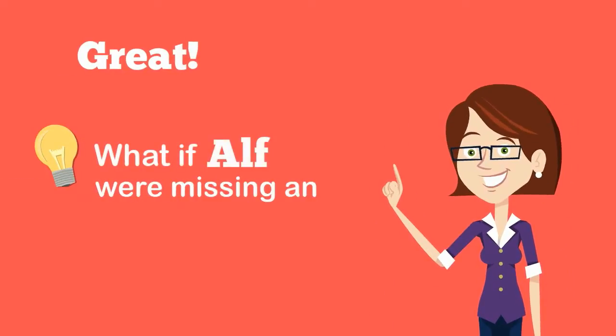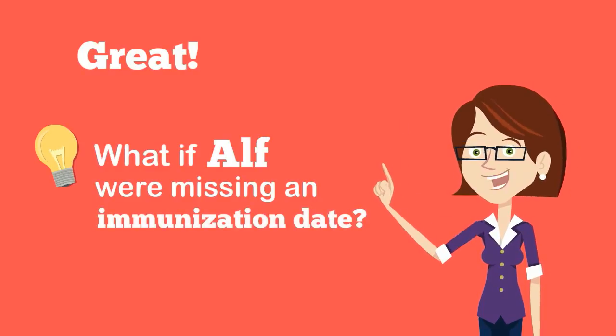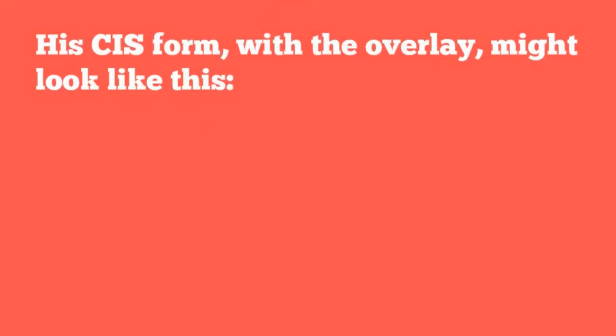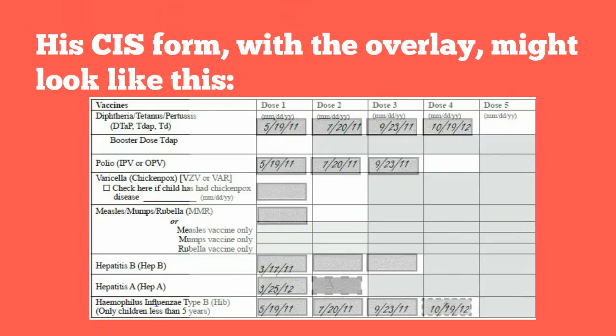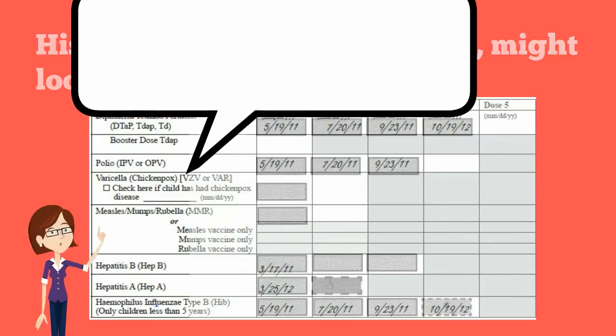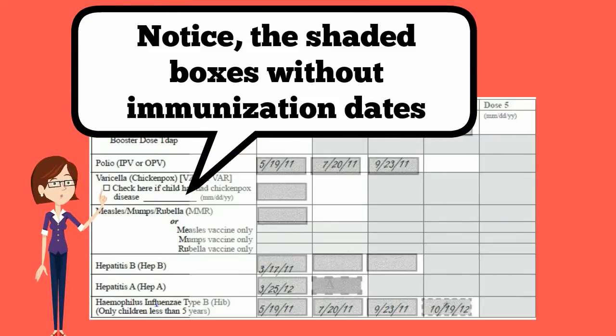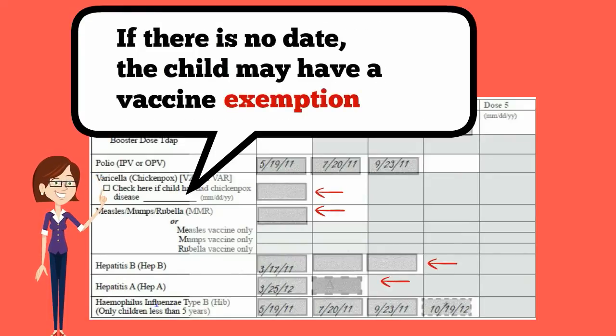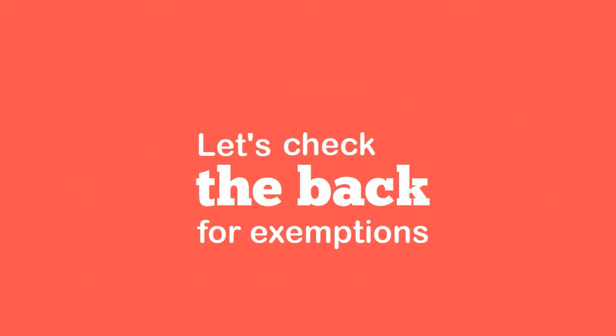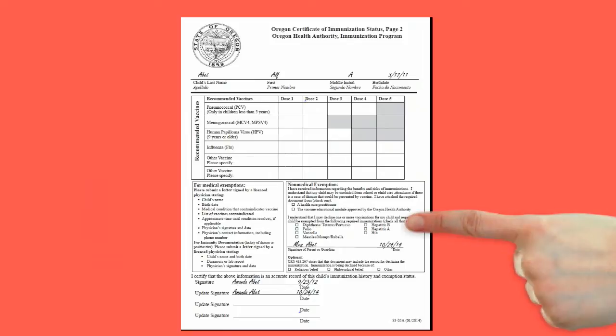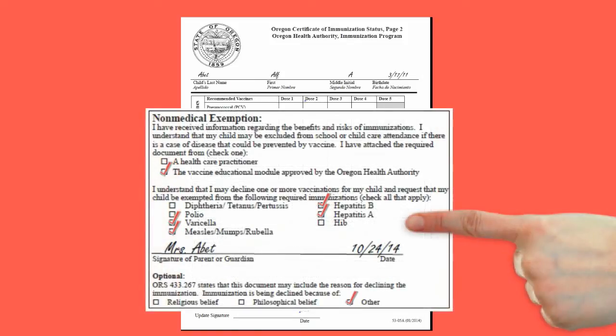But what happens if there are shaded boxes without dates? One possibility is that the child may have an exemption to a particular vaccine. Look on the back of the CIS form for these exemptions.